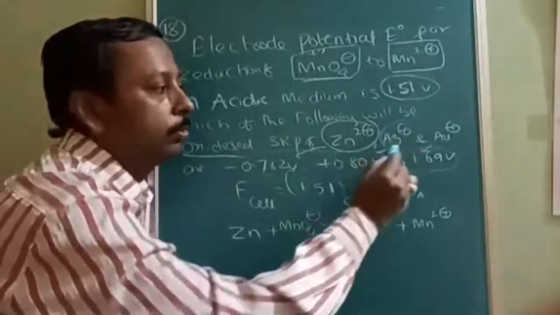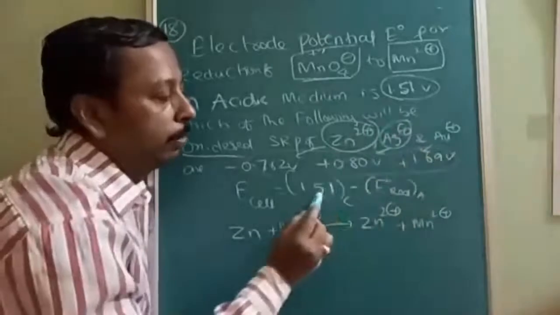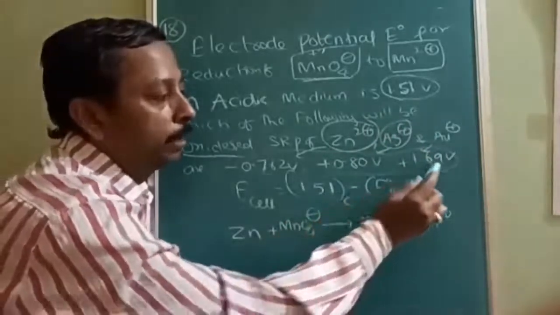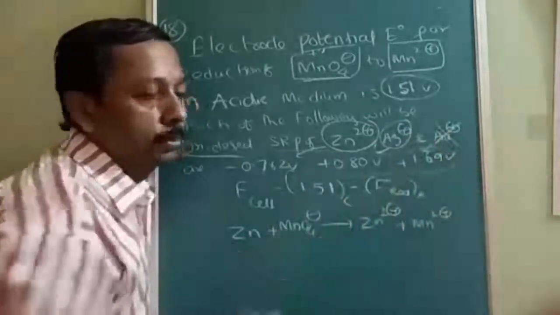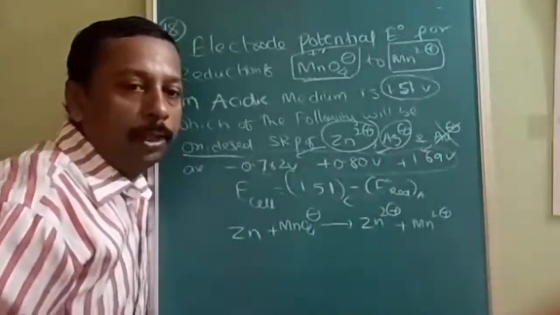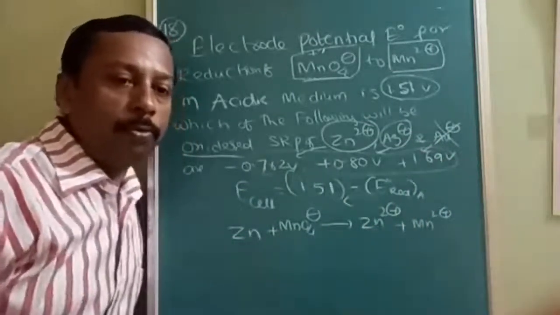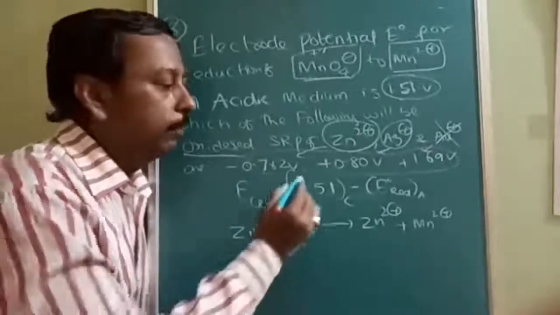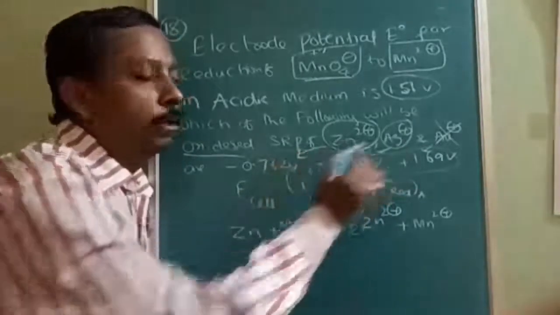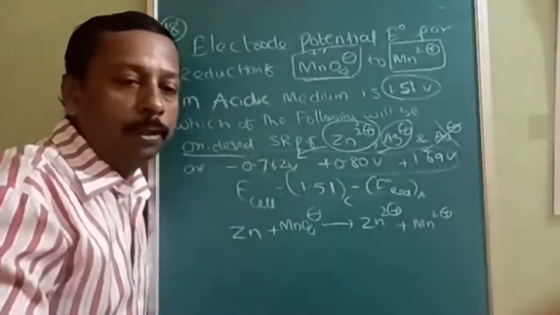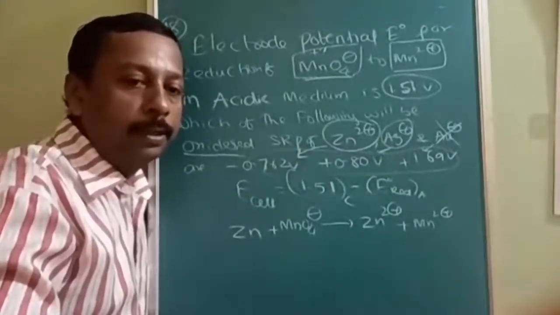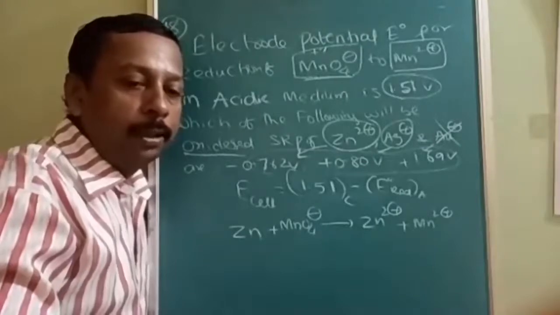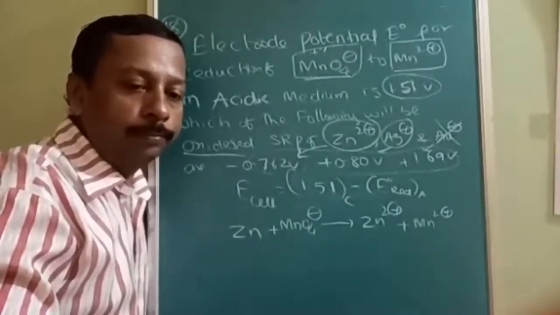So this is also possible. Here 1.51 minus 1.69, you will get negative. So gold cannot be oxidized. KMnO4 is an oxidizing agent only for zinc and silver, but not for gold. Is it understood? So this is how you will identify. Answer is zinc and silver, not gold.